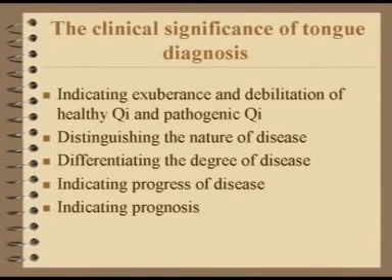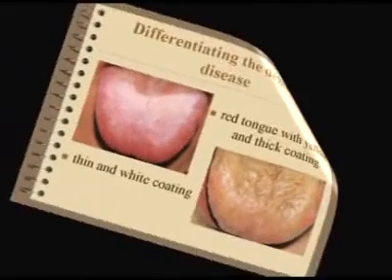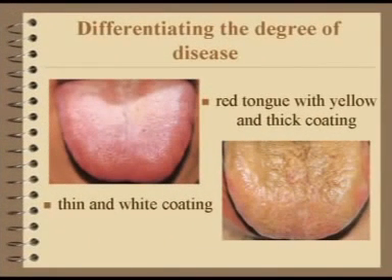The third aspect, differentiating the degree of disease. The degree of disease can be reflected on the tongue coating, while the severity of disease manifests on both the tongue body and tongue coating. For example, during external contracted disease, thin and white coating, see the picture on the left, indicates the early stage of a disease.